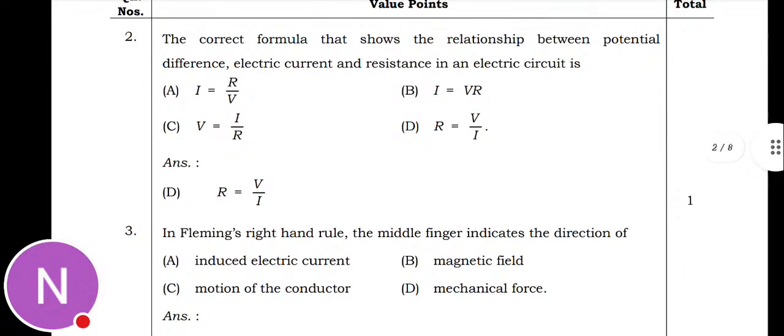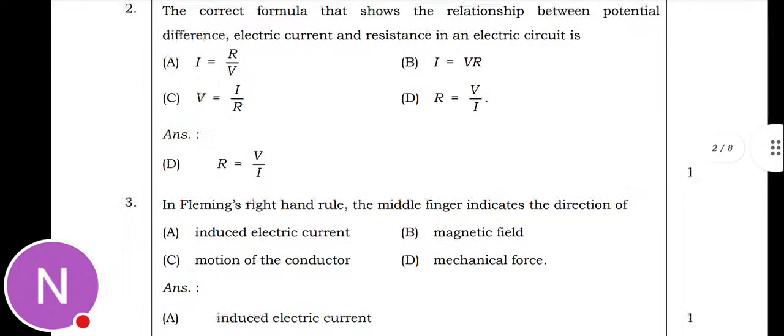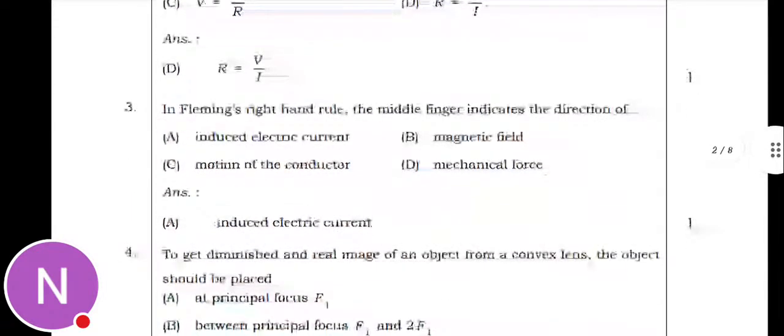Here they ask, in Fleming's right hand rule, the middle finger indicates the direction of induced electric current, magnetic field, motion of the conductor, or mechanical force. So the answer is induced electric current. The next is question number 4.